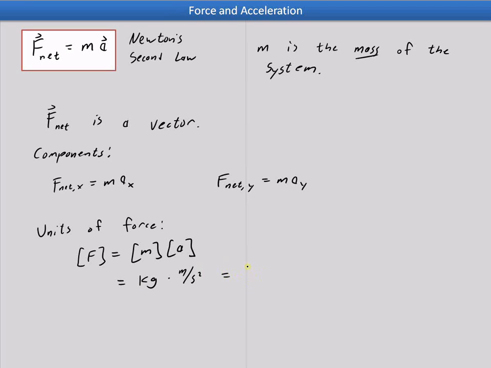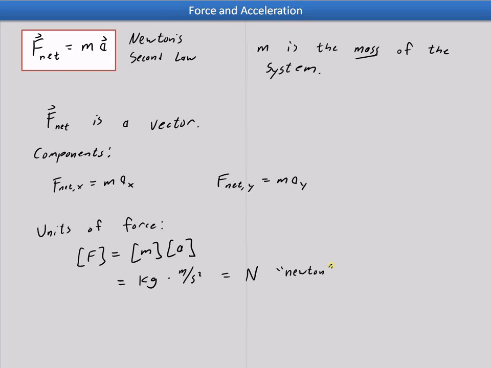And we could call the unit just kilogram meter per second squared, although forces are so common that we write another unit for it that we call N, or newtons. Okay, so 1 newton is 1 kilogram meter per second squared.